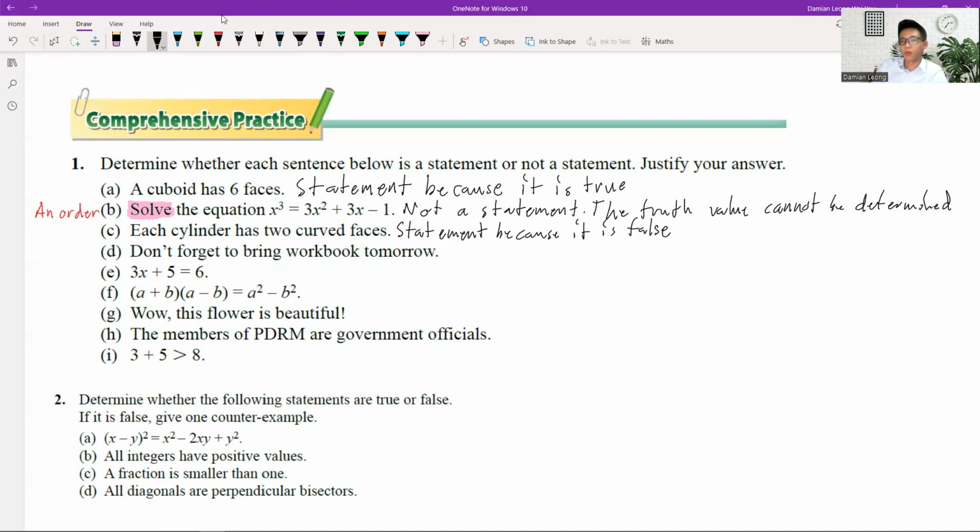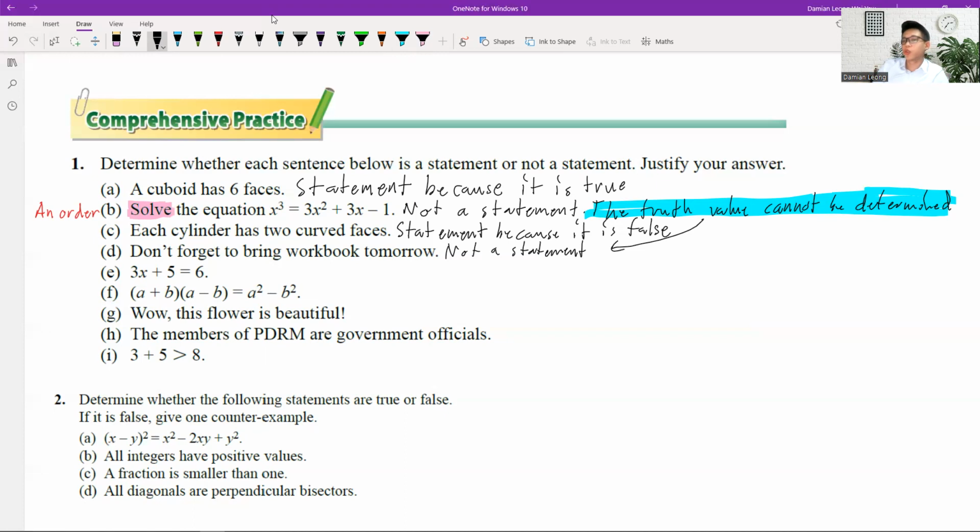Don't forget to bring workbook tomorrow. That's a reminder, so it's like a command as well. So it's also not a statement. Basically, not a statement all uses this justification. I don't think I need to repeat the justification here. As long as it's not a statement, the truth value cannot be determined.